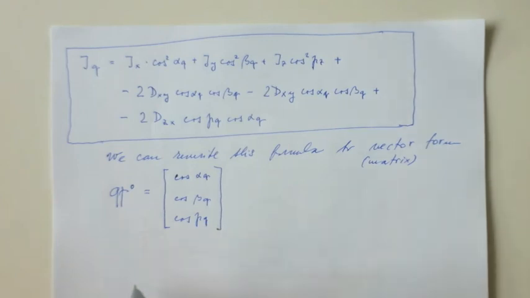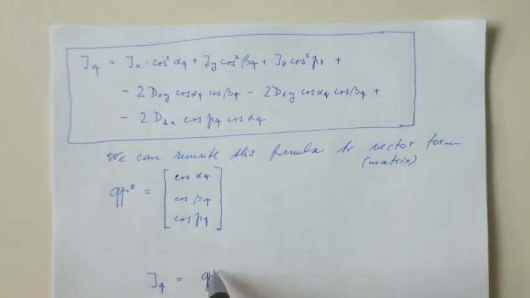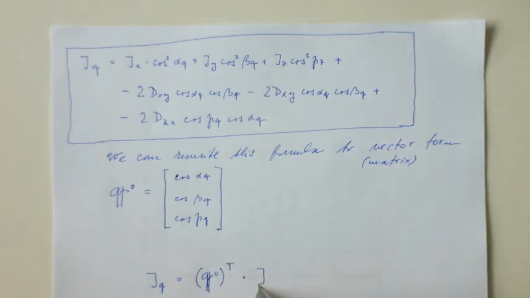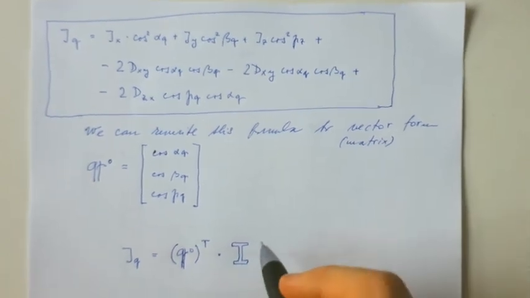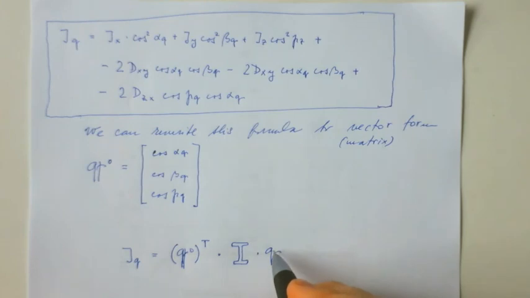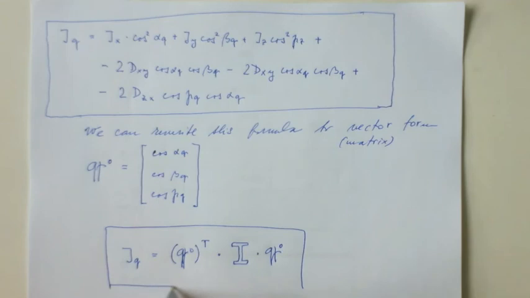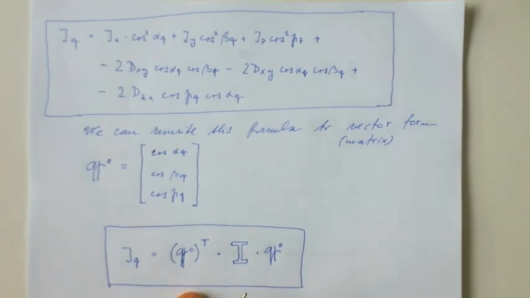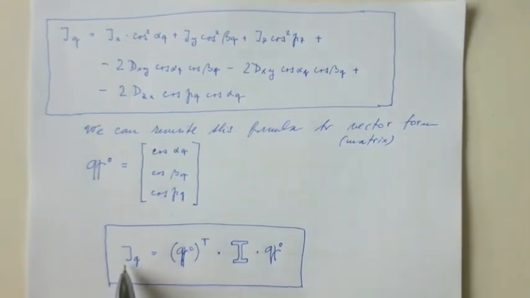So then we can say that JQ is Q transposed by the transformation matrix by Q0 again. So this is a matrix form of this calculation. So in this way we can calculate the moment of inertia when the body rotates about Q.